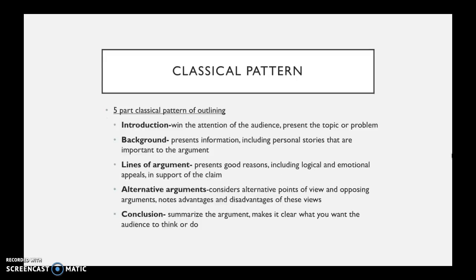The classical pattern is something that most of us are pretty familiar with. It has 5 parts to it. It starts with the introduction, which helps to win the attention of the audience and present the topic or the problem. The background moves on to present information, including personal stories that are important to the argument. Lines of the argument present good reasons, including logical and emotional appeals that support the claim or the introduction. Alternative arguments consider alternative points of view and opposing arguments. And the conclusion summarizes the argument and pulls the entire paper together.